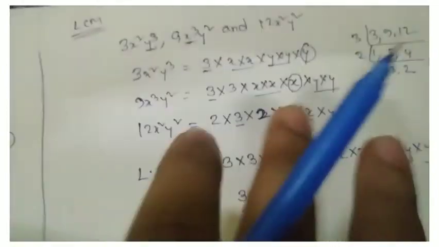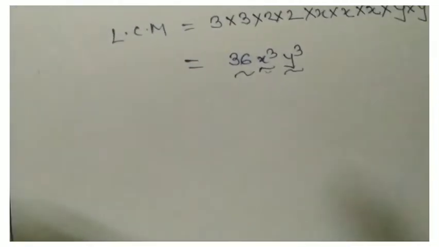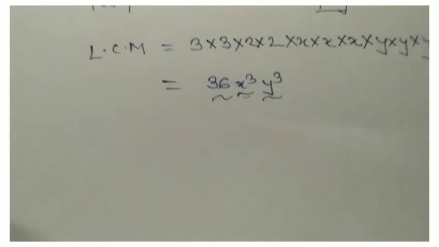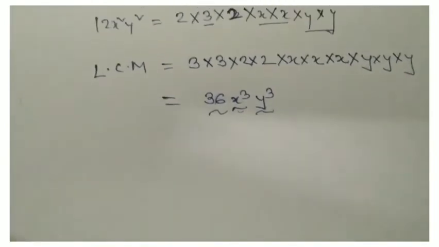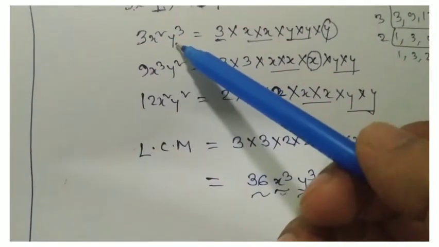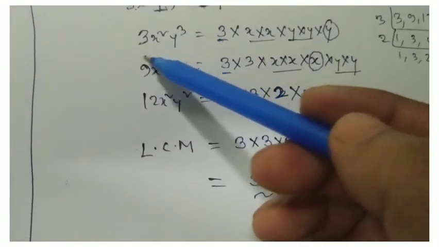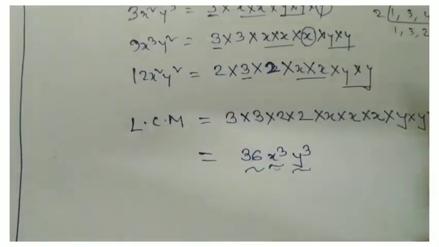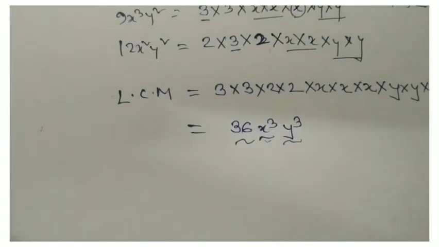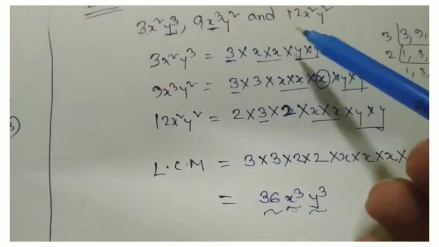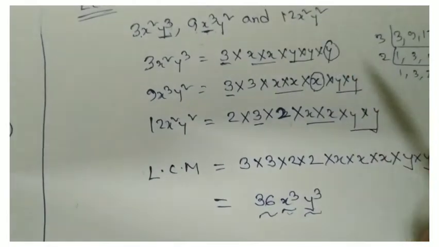Okay, very simple. Now we will move on to the LCM of expressions which have more than one term. Here these were the LCM of monomials. If you remember, monomials means only one term. Polynomials means the expressions which have more than one term. So this is actually an LCM of monomials. Like this is a monomial, this is a monomial, this is a monomial.